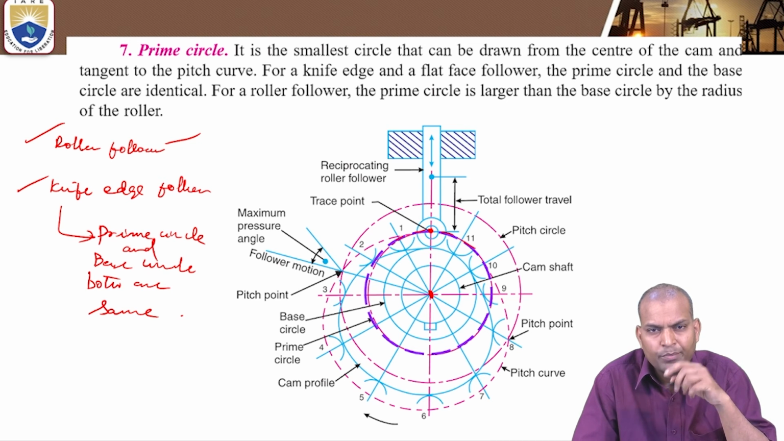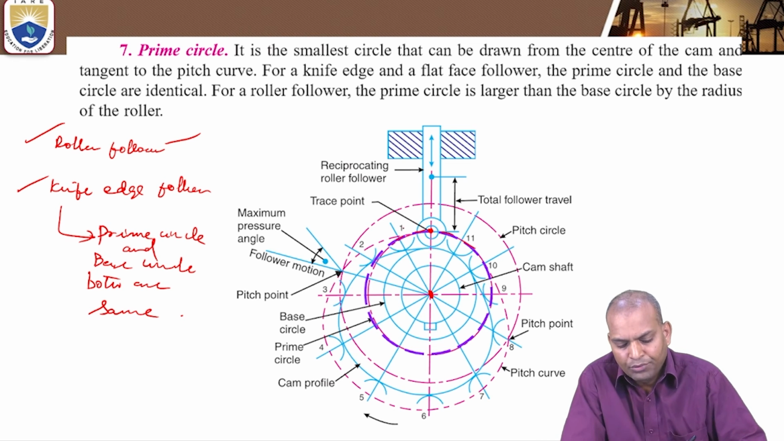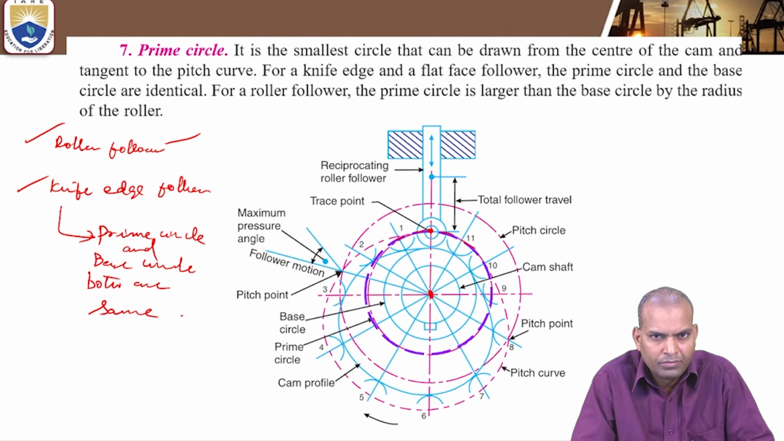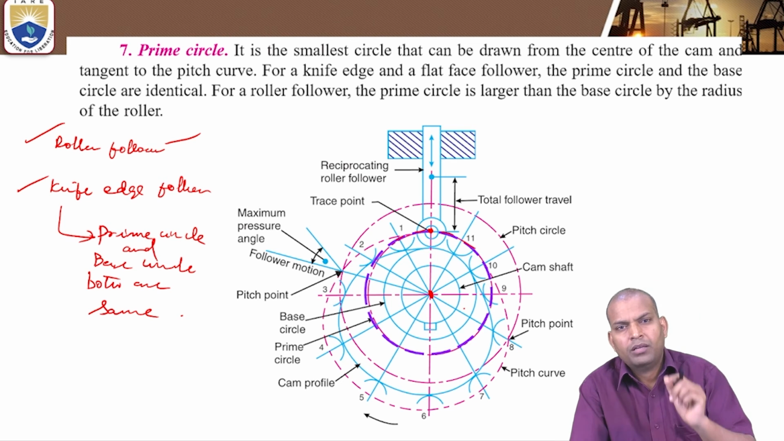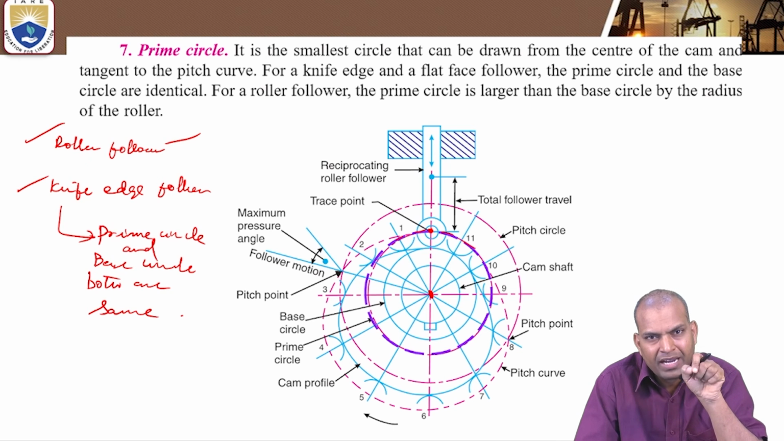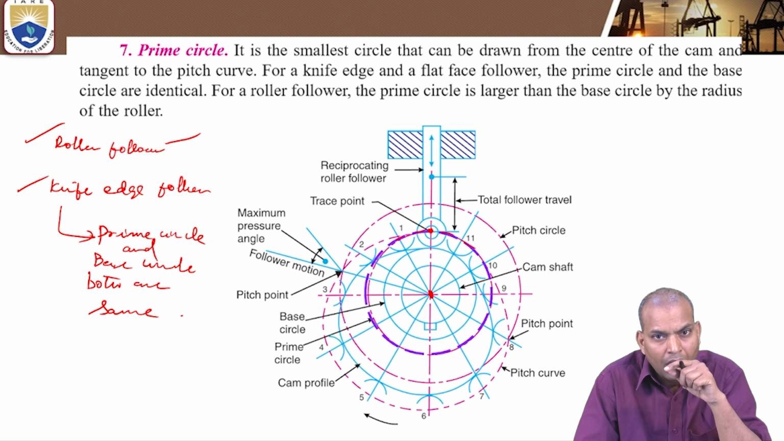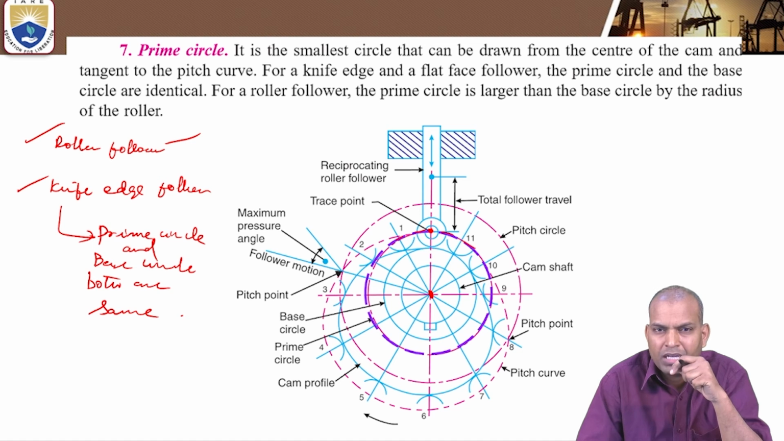How is this important? The importance of prime circle in the case of roller followers is, we have to draw first the prime circle. That prime circle is divided into the angular displacements of outstroke and dwell during outstroke, theta o and theta d. And this is the case when the axis of the follower is passing through the axis of the camshaft.